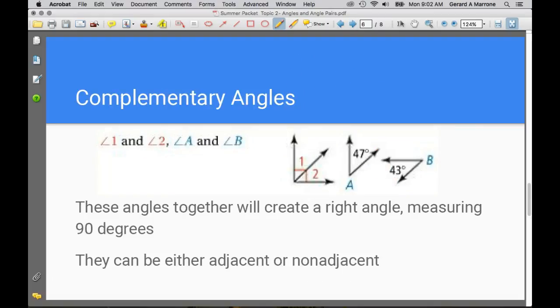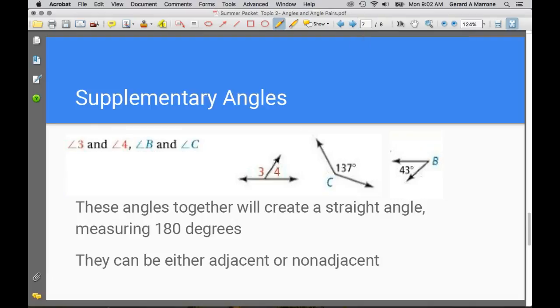Next one is the complementary angle. These are two angles that create a right angle, or an angle that measures 90 degrees. We've got an example on the left here, angles 1 and 2. Those are known as adjacent complementary angles, because they create a right angle. They do not have to be adjacent, so you can have examples like angle A and angle B. Those two do add up to 90 degrees, so they would be complementary, but they are non-adjacent. More often than not, you will deal with the adjacent ones, but you do need to be aware that there are such things as non-adjacent angles.